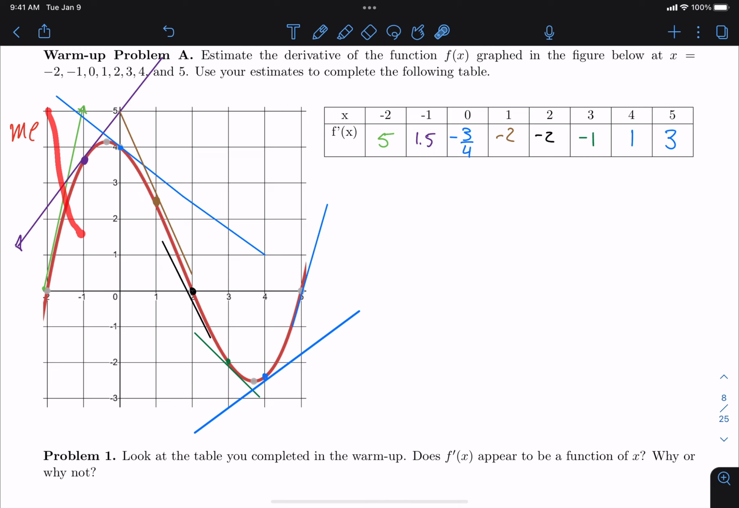1.5. And then we got to go down to -3/4. And then we got to go down to -2, right? And then we're again at -2. And then we go up to -1. And then up to 1. And then up to 3. Okay. Holy crap. So, what are we noticing?